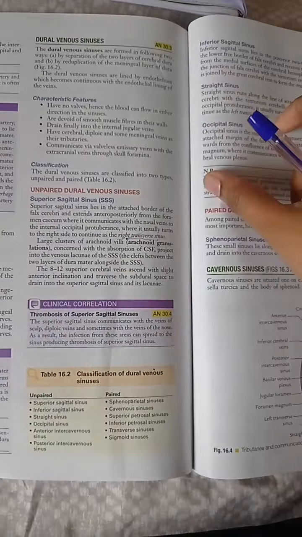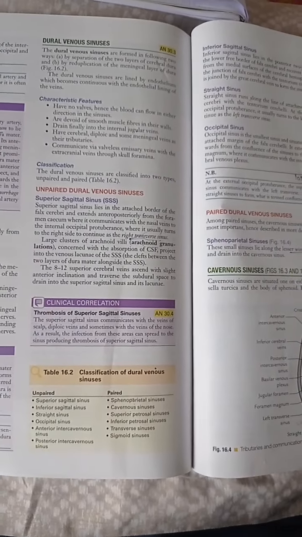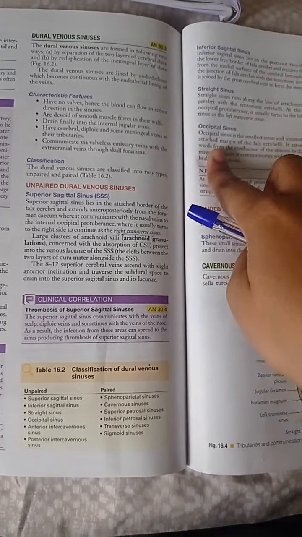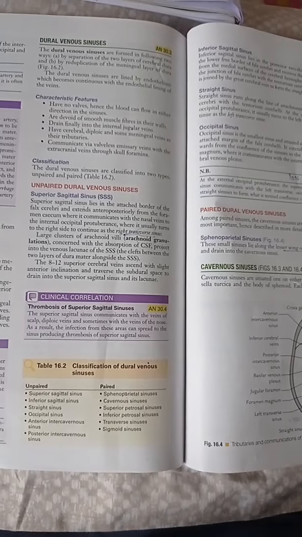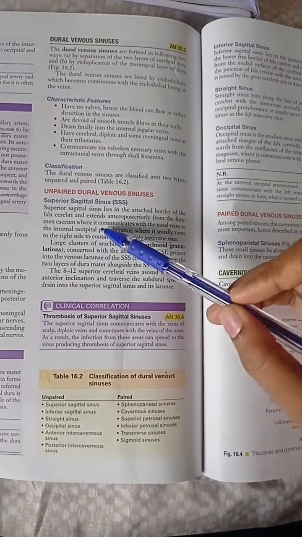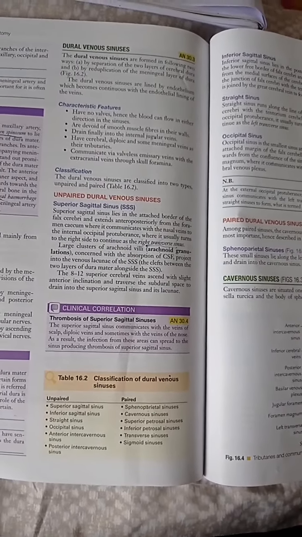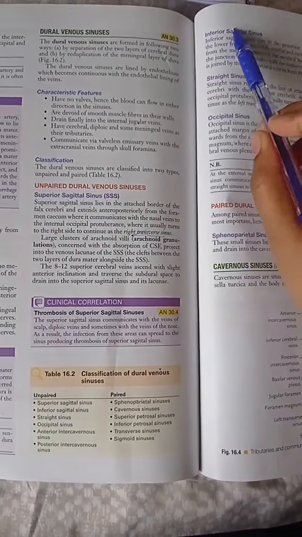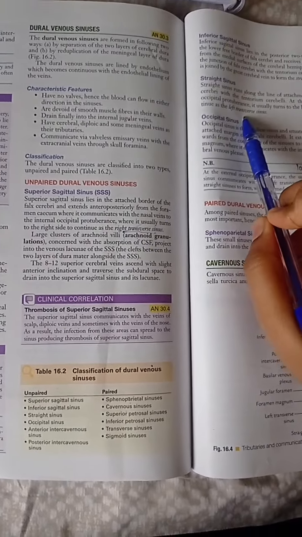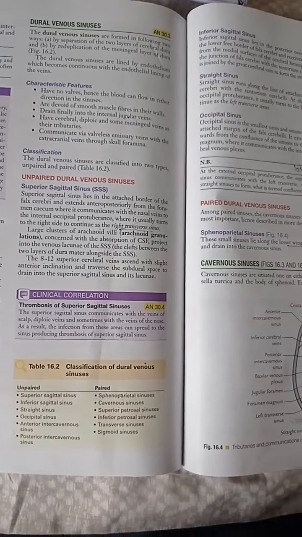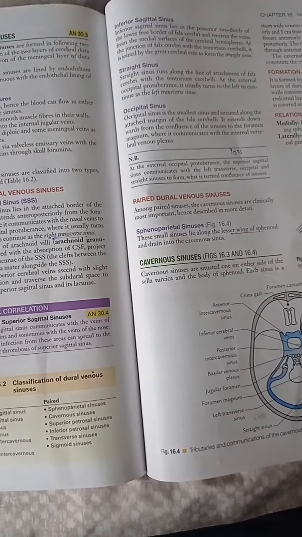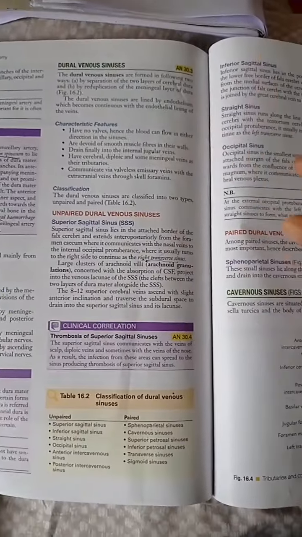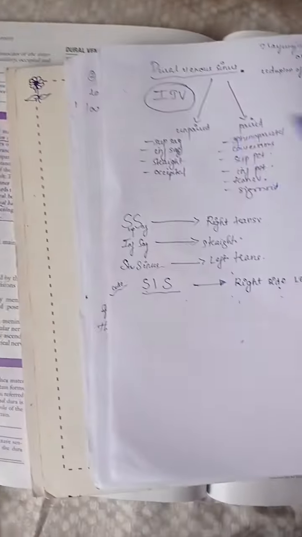So the first three are formed by the falx cerebri. We have already discussed that in the previous video, and the occipital is formed by the falx cerebelli. Next thing is where it is forming, and what it is continuing as. Superior will be continuing to right, inferior to straight, and straight to left transverse, and occipital will be included in the confluence of sinuses.